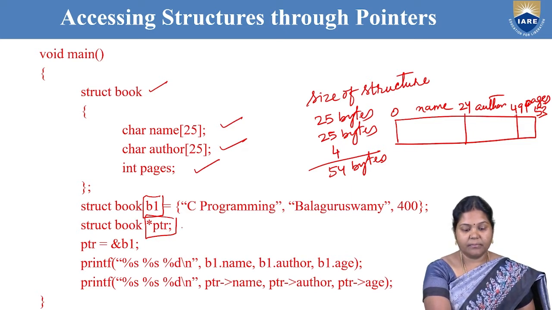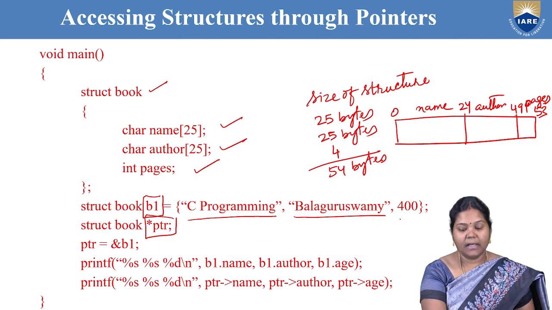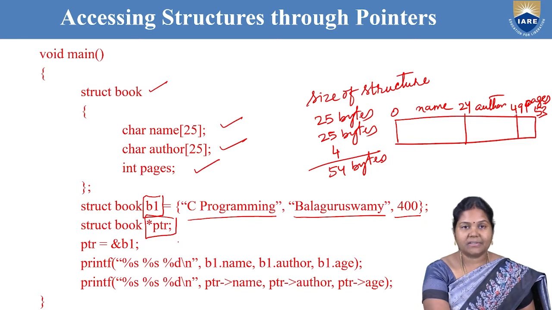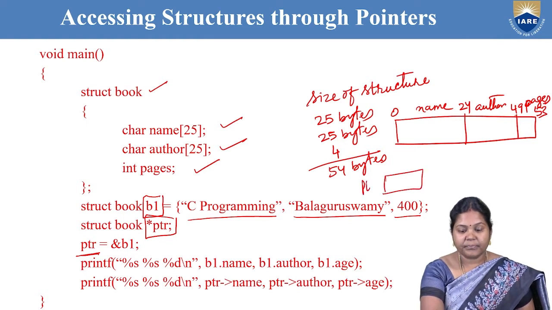So for the same structure, we have initialized the structure members: name is C Programming, author is Balagurusamy, and number of pages is 400. But we want to display the structure members' contents using the structure pointer. So first of all, the pointer should point to the structure. That's why you have to write ptr = &b1. b1 is the structure variable whose address we store in the pointer. That means this pointer ptr indirectly points to the structure.